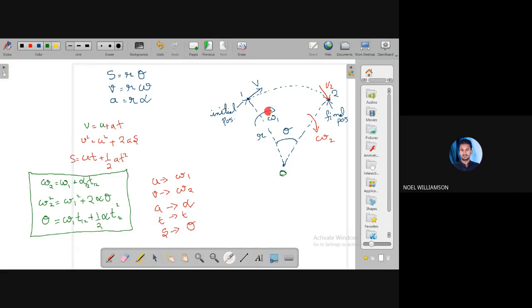Then the angular velocity means the velocity at which this angle is rotating. That is, the initial value is omega 1, the final value is omega 2, and the change in angular velocity with respect to time is given by alpha 12.